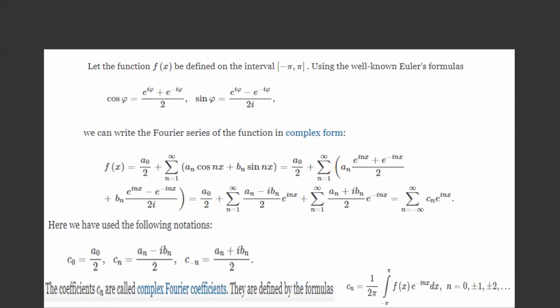Remember again, we use this formula when the period of our function is 2 pi. This is why you don't have anything like L or T over 2. So we use this one when the period of our function is 2 pi.